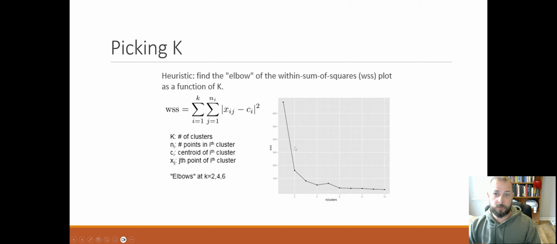So here's k equals 1, 2, 3, 4, 5, 6, 7, 8, 9, 10. What we'll see is that we're trying to minimize the within sum squares, so we want this to go down. But we also want to reduce our bias, so we want to look at where the actual elbows are for this. There are a couple of elbows that we see within this data.